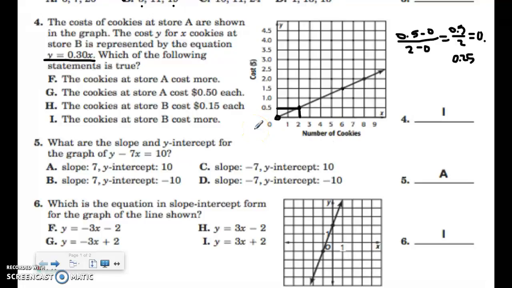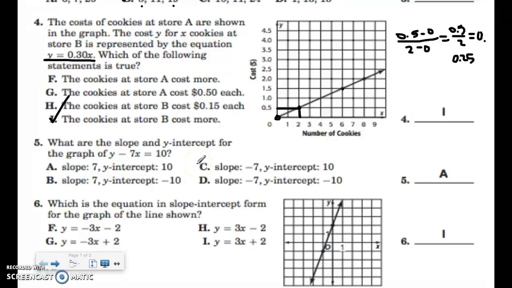So, which is true? The cookies at store A cost more. Do they? No, they don't. The cookies at store A cost 50 cents each. Do they? That was from the graph. Okay? No. The cookies at store B cost 15 cents each. Is that true? No, they cost 30 cents each. The cookies at B cost more. Well, A that we got from the graph is 25 cents and B is 30 cents. 30 cents is more, isn't it? Okay, so I'm going to choose I.